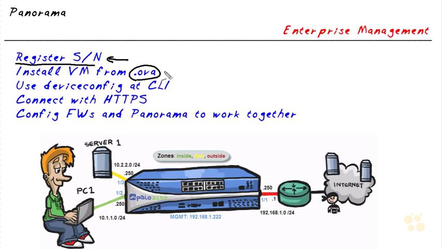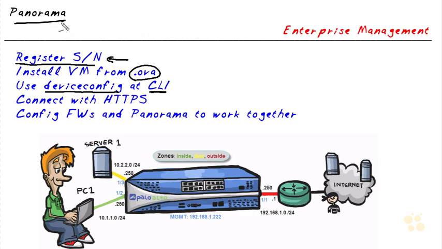So we install from the .ova, and then once we have that machine up and running in our virtualized environment, we're going to go to the command line interface. We'll log in as admin with the password of admin, again, just like the firewalls. And then we're going to use device config at the CLI to configure the IP address. And we can also configure right there at the command line interface the DNS information and the default gateway as well, all using the device config command. And that process is exactly the same as it was for the firewalls.